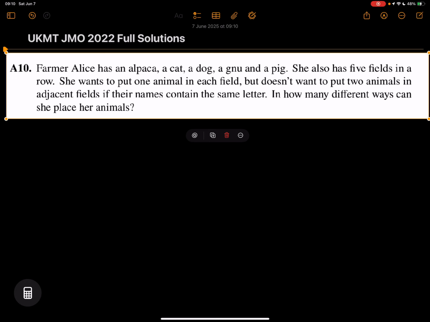Problem A10. Farmer Alice has an alpaca, a cat, a dog, a gnu, and a pig. She also has 5 fields in a row. She wants to put one animal in each field, but does not want to put 2 animals in adjacent fields if their names contain the same letter. In how many different ways can she place her animals?